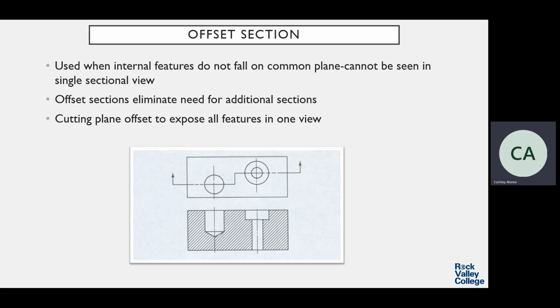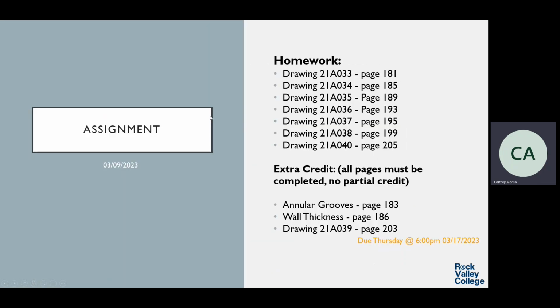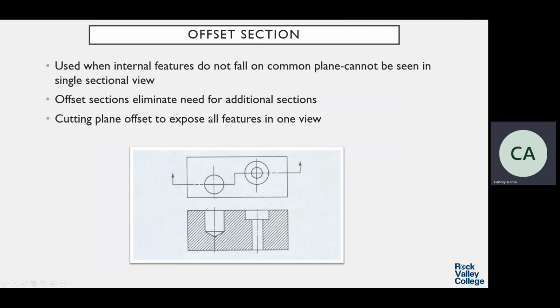Okay, so offset section, this is more common, I would say, than the half view. This one is used when the internal features do not fall on a common plane. So here, instead of going all the way through, what they did is they cut through the circle, they moved up, and then they cut through the second circle. So now I can show everything that I need to show in order to machine the part.